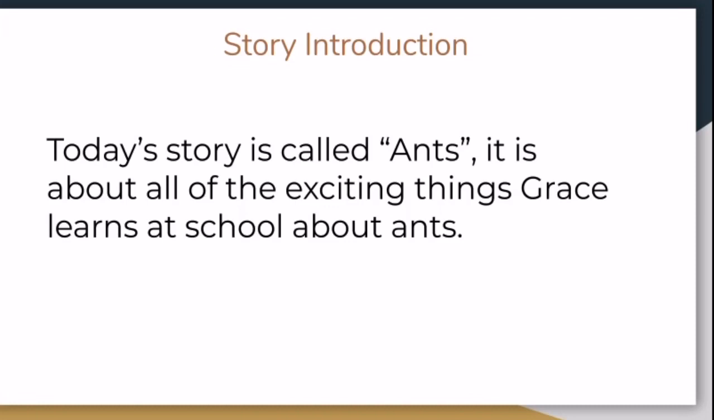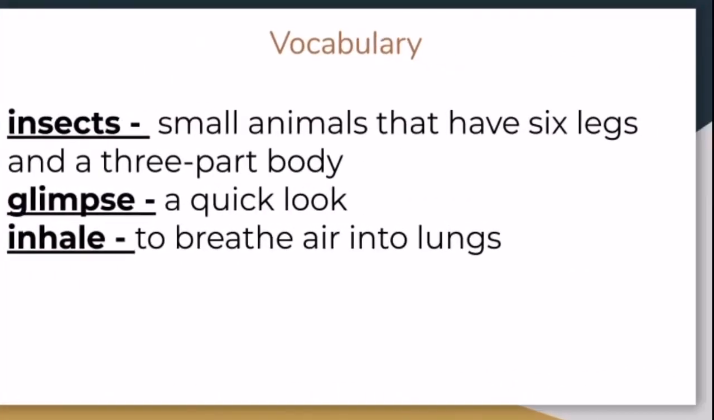Let's go over our vocabulary. So we have the word insects. Insects are small animals that have 6 legs and a 3-part body. For example, we learned that insects are a classification with 3 body parts and 6 legs. So ants are insects.